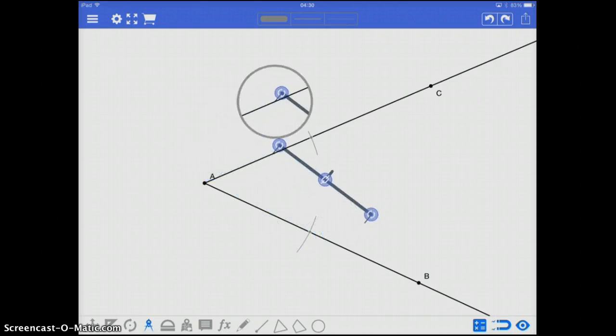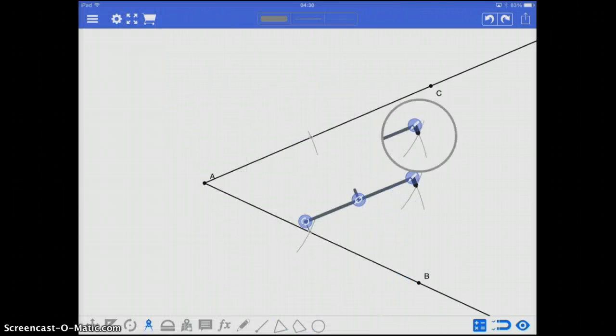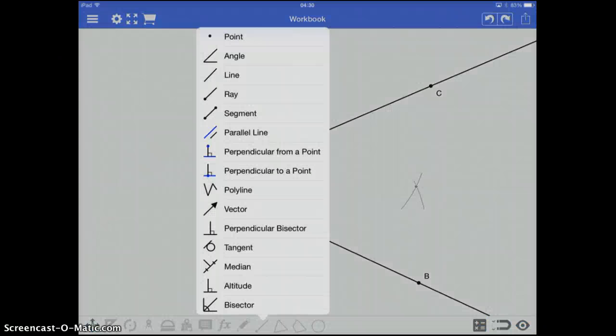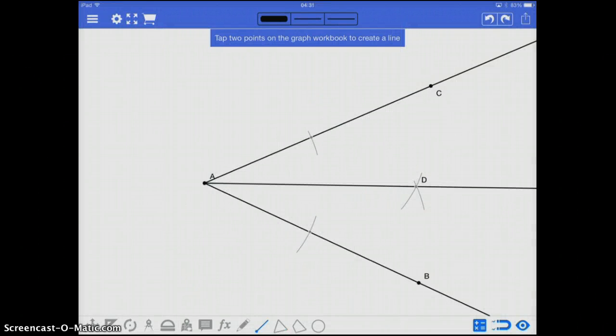Next, I'm going to take my compass and bring it out to that first point where the arc intersected and create a line segment piece in the middle, or an arc in the middle. Next, go to the second one and do the same thing. Now, if I create a line segment or a ray going from the hinge point A through the intersection of those two arcs, it will create an angle or a set of angles that bisect the original.